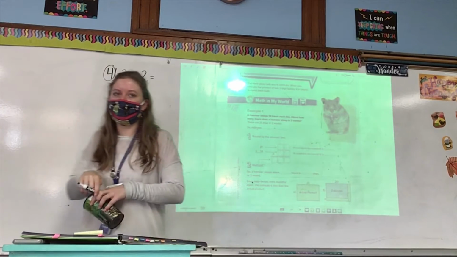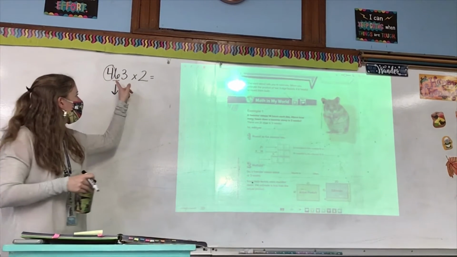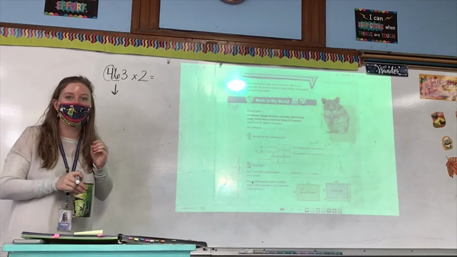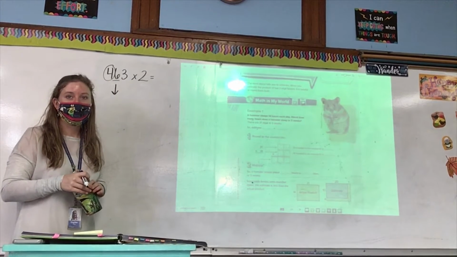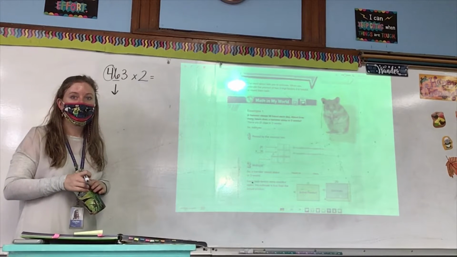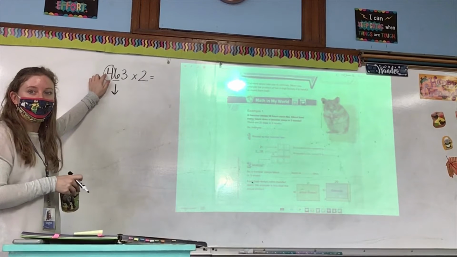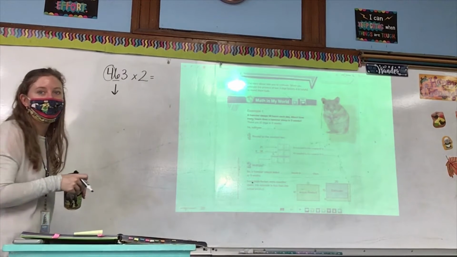So, Michaela, you told us if the underlying digit is 5 or more, we add 1 to the circle digit. So what does that mean for this number? The circle digit is going to go up by 1. So we're going to add 1 to the circle digit, and that 4 is going to become a 5.